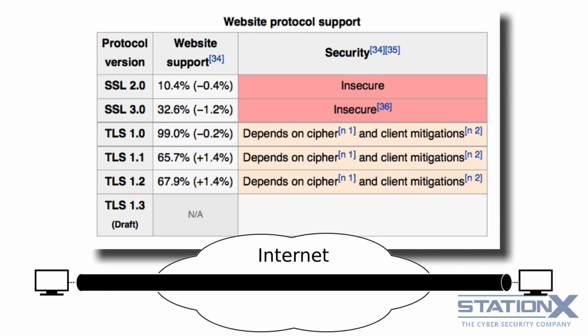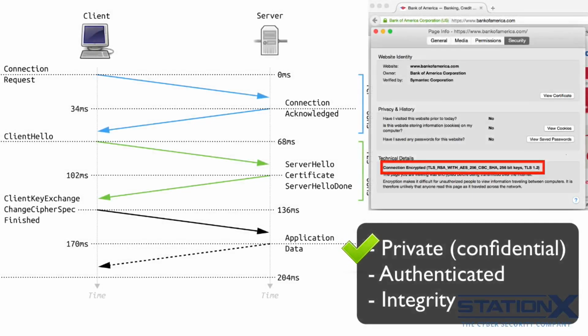TLS supports the security services of confidentiality or privacy, authentication, and integrity. The connection is private because a symmetric algorithm, such as AES, which we've discussed, is used to encrypt the data transmitted. The keys for this symmetric encryption are generated uniquely for each connection and are based on a secret negotiated at the start of the session.